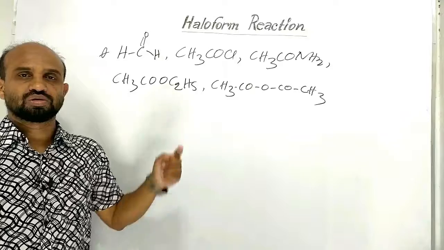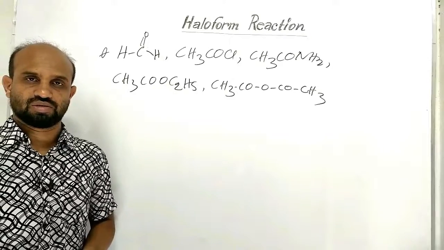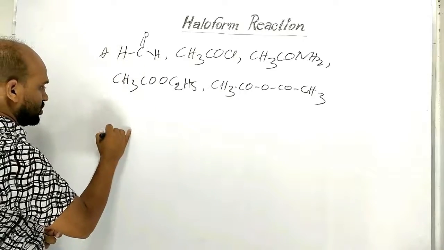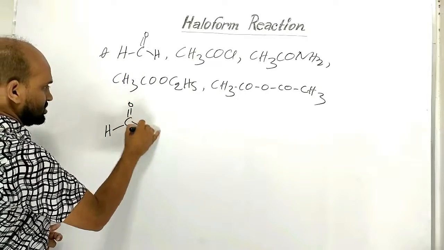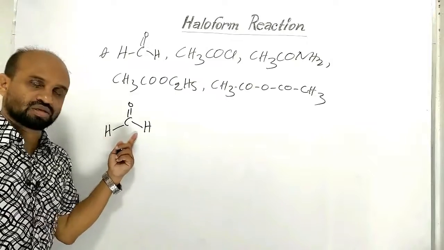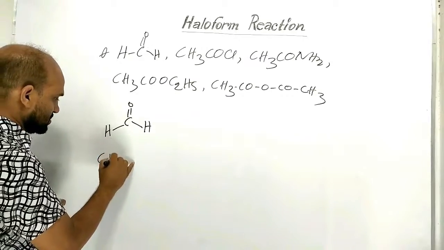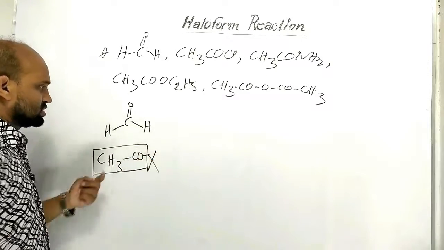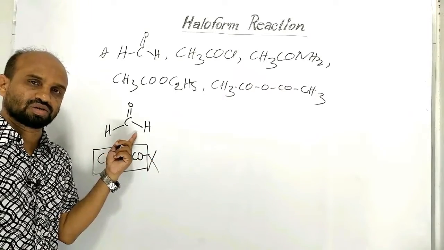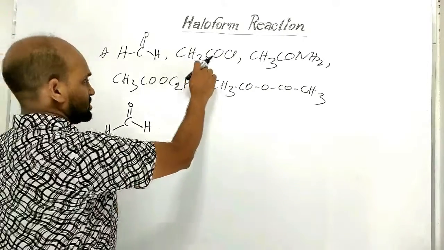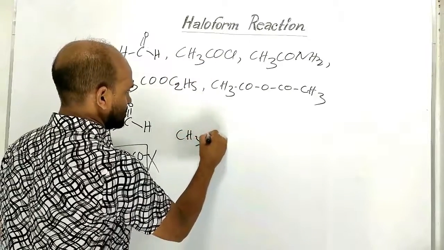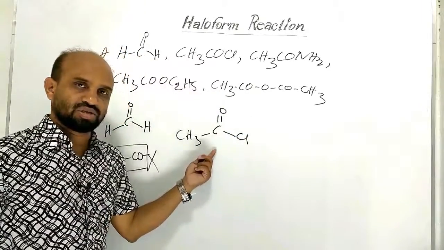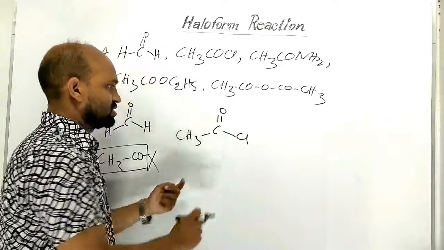These compounds do not undergo haloform reaction. Let's see the reason. First one is formaldehyde that doesn't contain methyl carbonyl group. That is why it doesn't undergo haloform reaction. Second one is acyl chloride. It contains methyl carbonyl group.